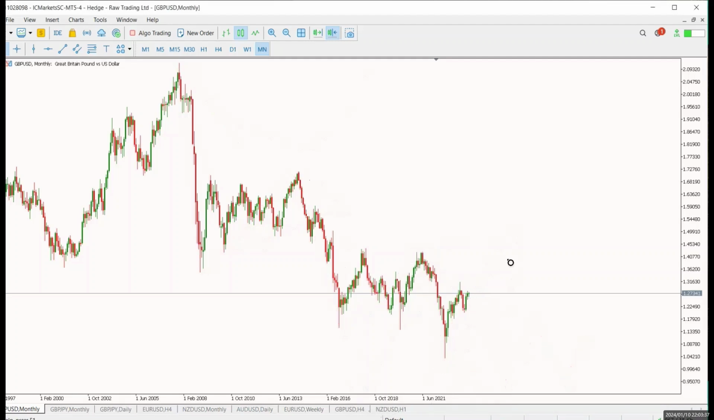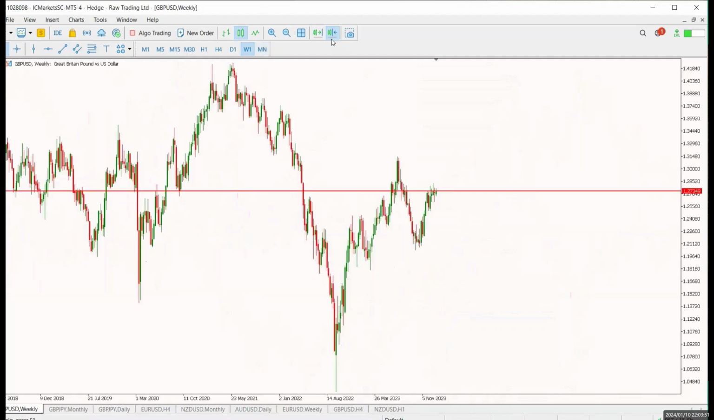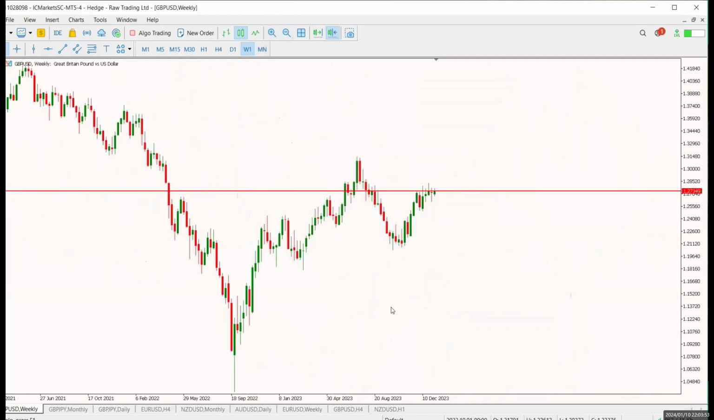So the next thing we'll do is we'll bring our Fibonacci out as usual, and we'll identify 61.8. We'll drop a horizontal line there, and the next thing we'll do is we'll go down time frames, go to the weekly, down to as low as the 30 minutes, 1 hour time frame to look for an entry point.